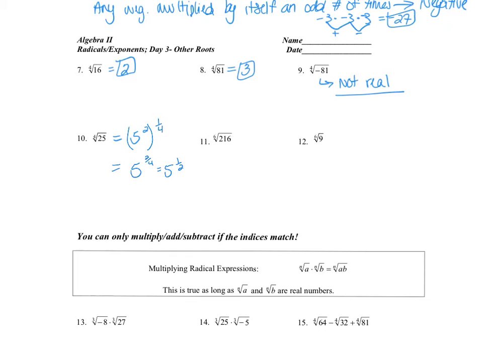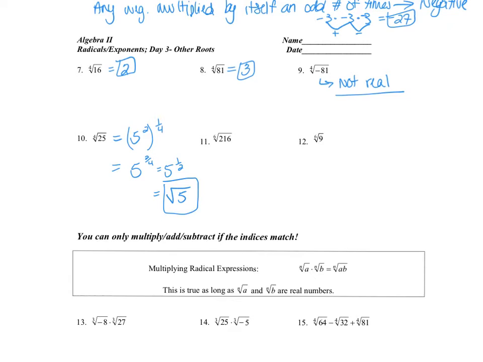If it asks you to write it in radical form, we're just going to write that as the square root of 5. Remember, the denominator is your index, okay? And the numerator of your exponent is what lives underneath your radical.